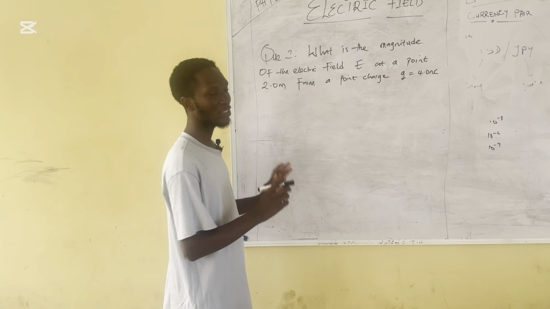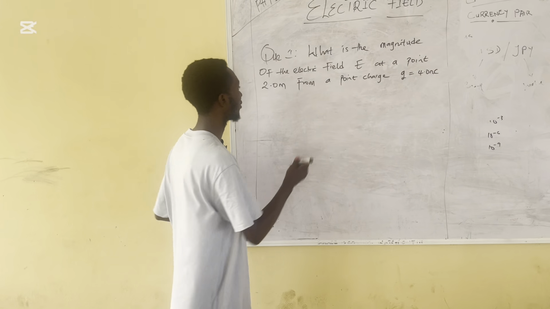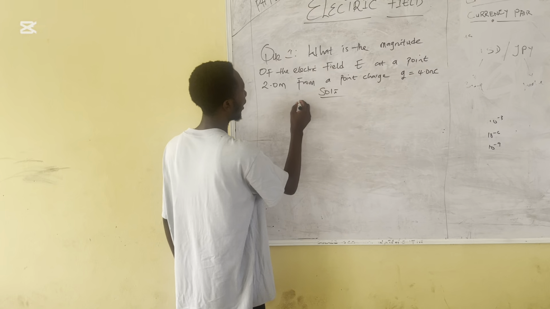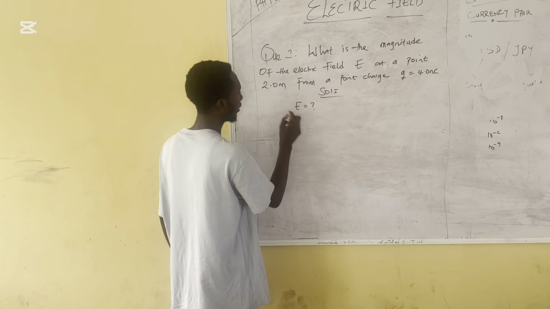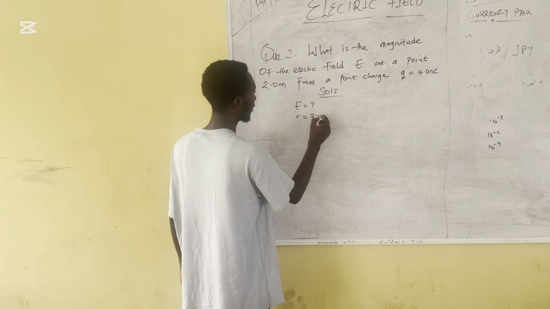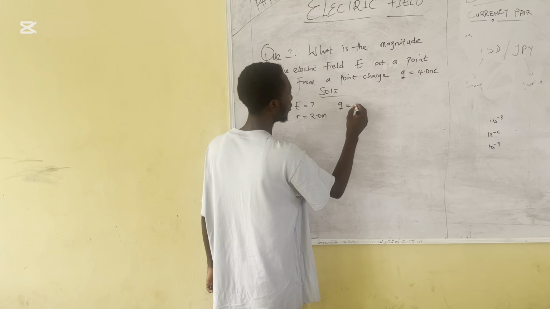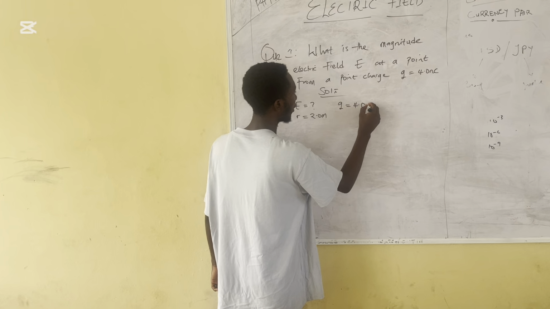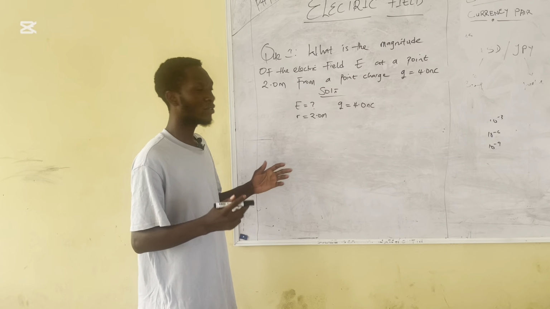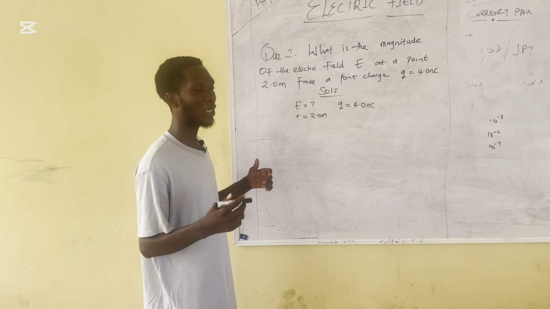It is very simple. The first thing to do is to take down your parameters. What were you given? So, solution. We're asked to find our E. We're given our distance, let's represent the distance with R. So the distance is 2.0 meter and the charge Q is 4.0 nC. Now, check from these parameters which is the most suitable formula to use.